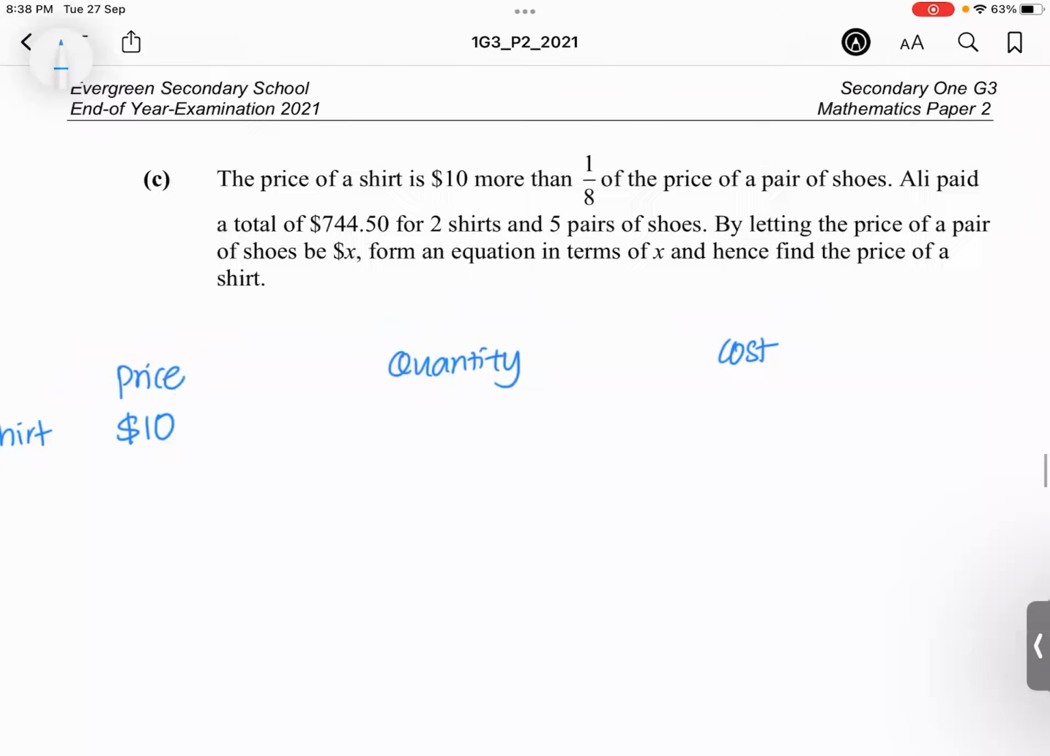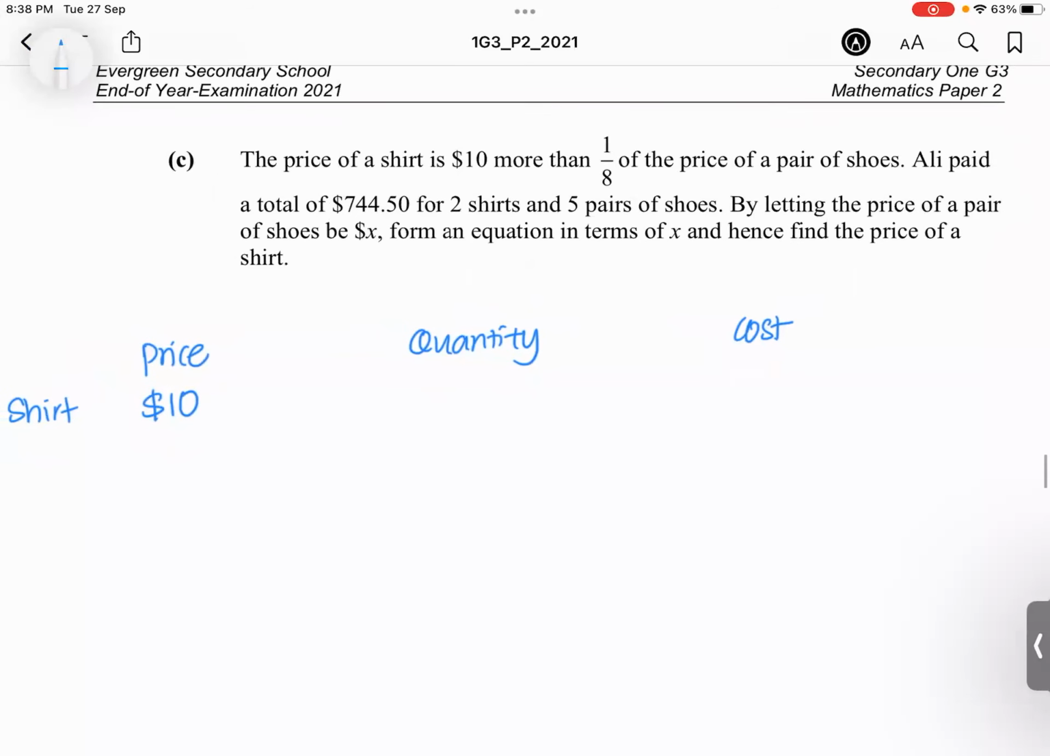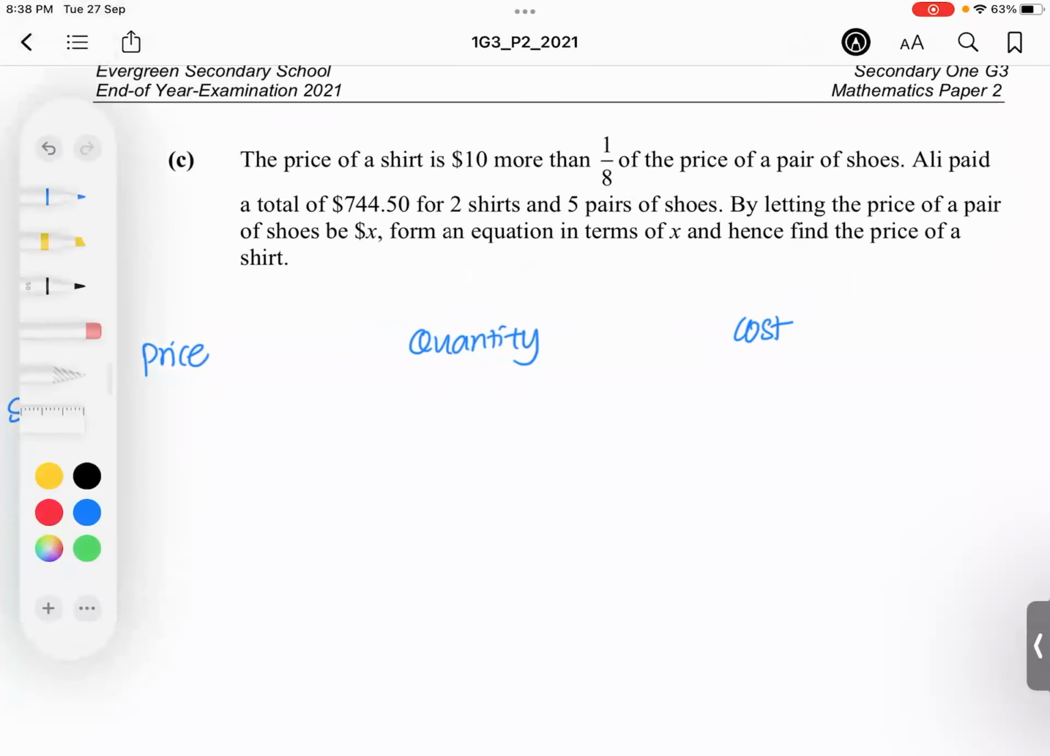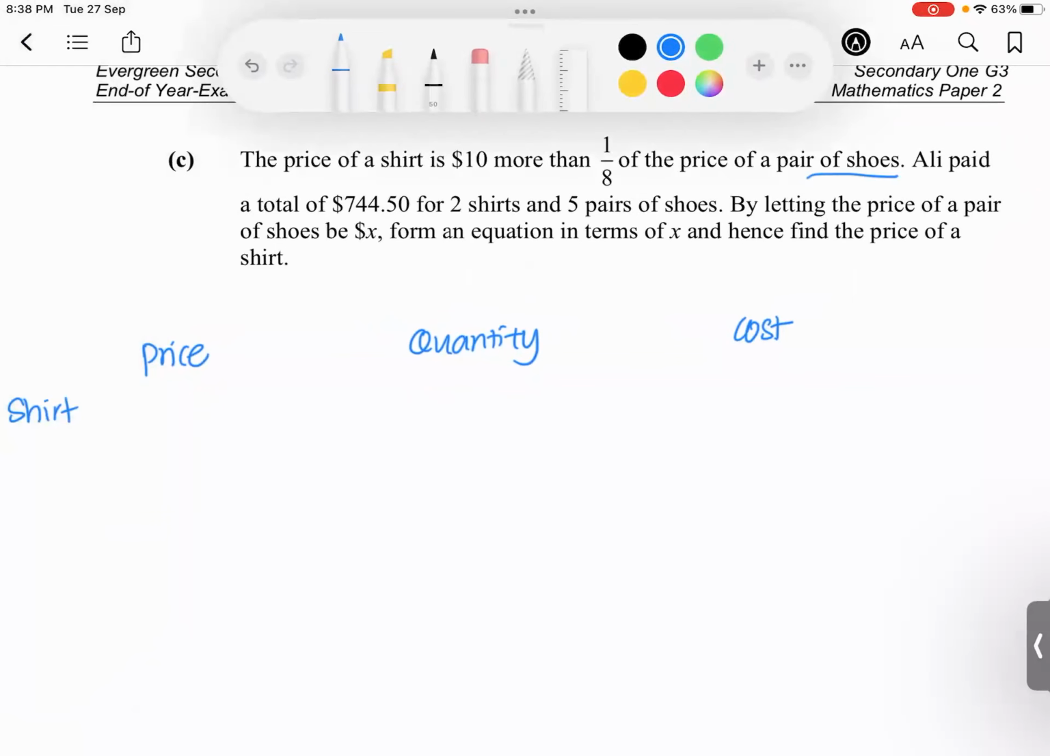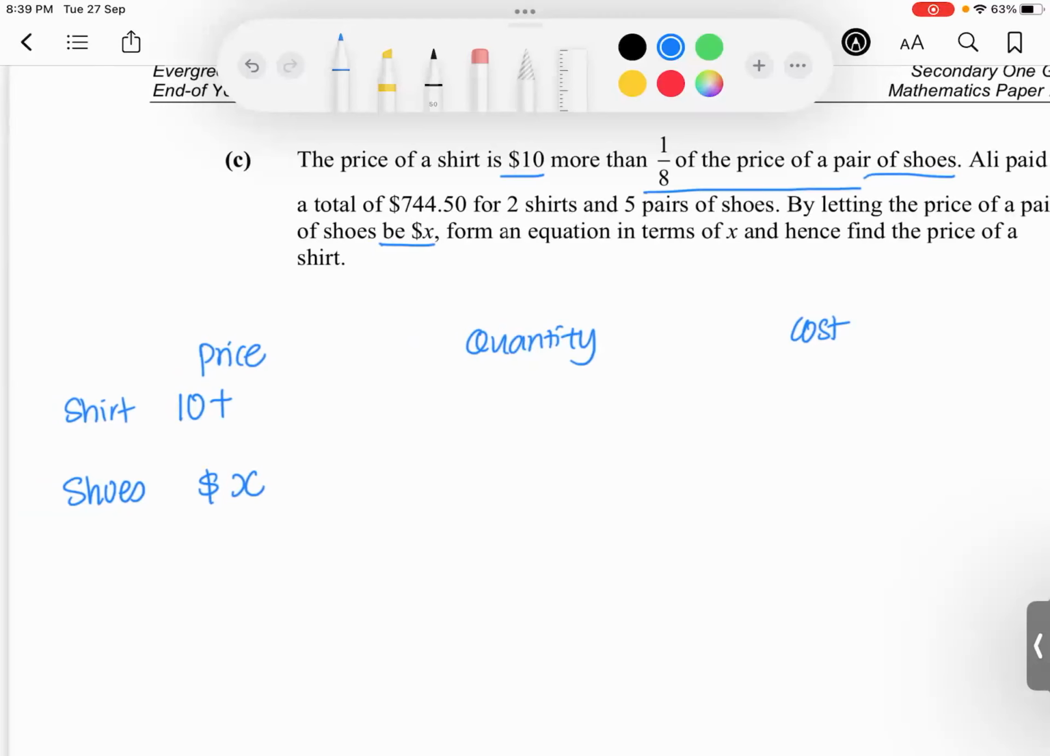This one says the shirt is $10 more than 1/8 of a pair of shoes. So I have another one for shoes as well. Letting the price for a pair of shoes be x dollars, what is the price of the shirt? The price of the shirt is $10 plus 1/8 the price of a pair of shoes. So this is the price for one shirt.